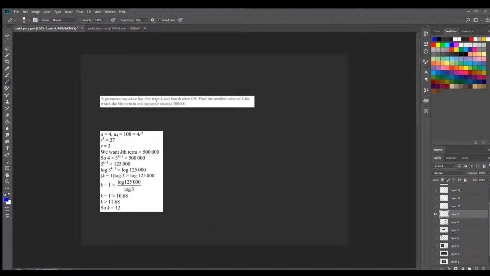So for this question, you know the first term and the fourth term. Knowing this, you divide to get r equals 3. And to find the kth term which exceeds 500,000, you set it as the a times r to the power of n minus 1 form. So that gives you this part. And rearranging it, you get 125,000. You then log both sides for k minus 1. And knowing this, you put it in the calculator, and it gives you 11.68, and you round it up to 12.